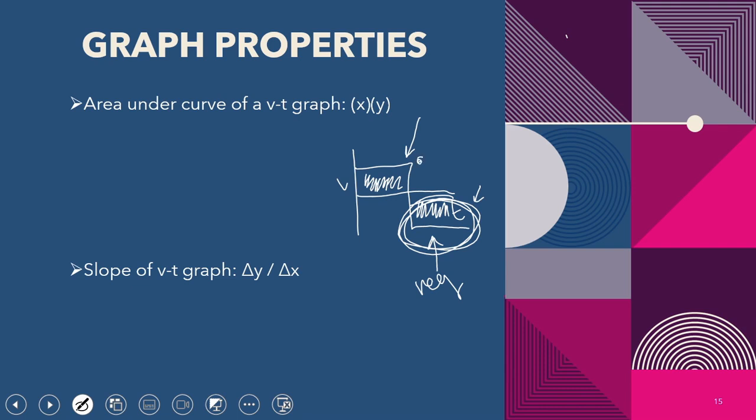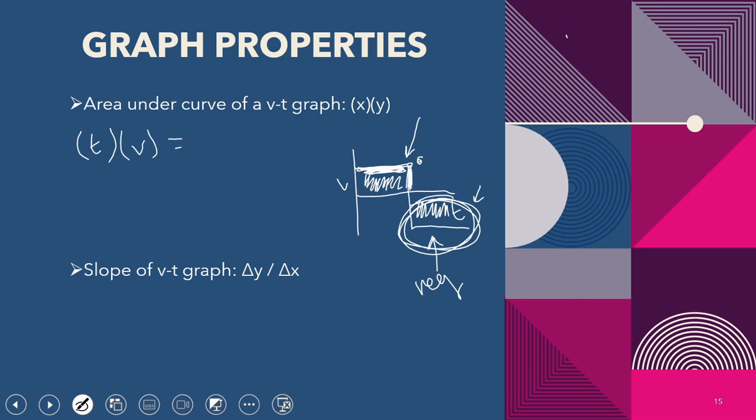But what does the area under the curve actually give us? Well, the area of this section is nothing but this side length multiplied by this side length. Now, this side length is the value of the y-axis, and this one is the value of the x-axis. So what are our variables on the y and x-axis? We have time on the x and velocity on the y. If we multiply this, what does this equal?